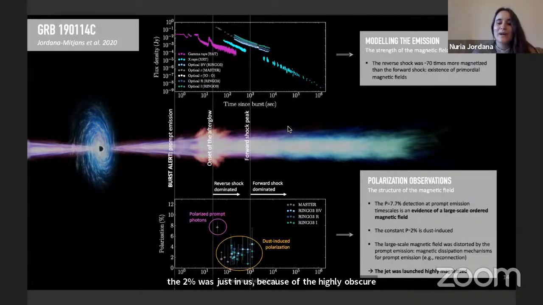Then the problem is why there is no polarization for the reverse shock. And we suggested that this large-scale magnetic field was being distorted during the prompt emission. So we suggested magnetic dissipation mechanisms such as reconnection. And this was a case of a highly magnetized jet.